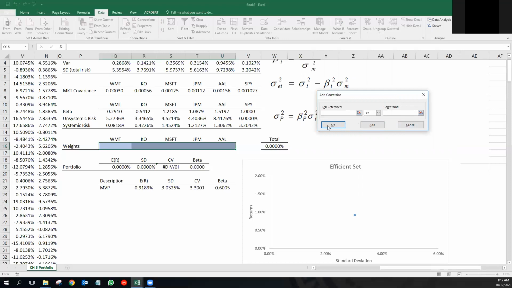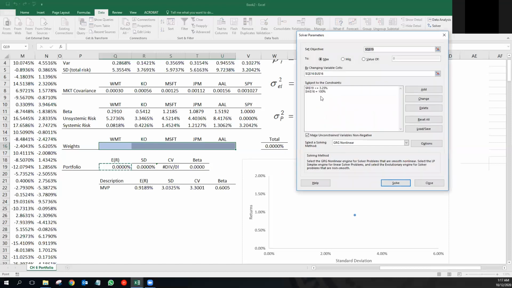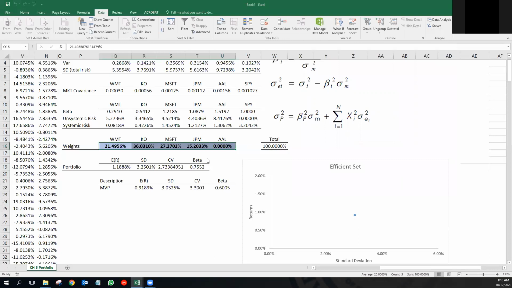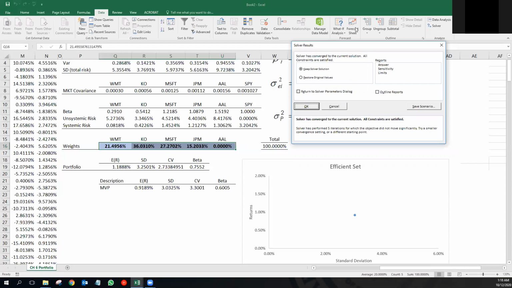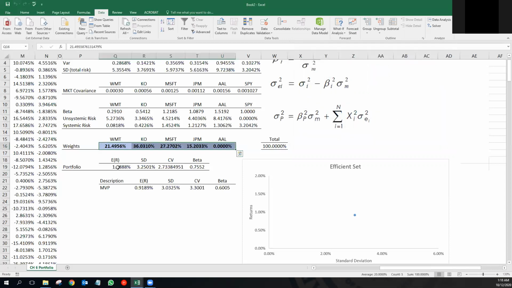Oops, let me just hit okay. Let me cancel, one second. So now that's showing here. The 3.25% is showing there now. So that's all I did. I changed this to maximize the returns and not to exceed 3.25% of standard deviation. Everything else stays the same. Hit solve. And it shows this again. I hit okay to accept it.